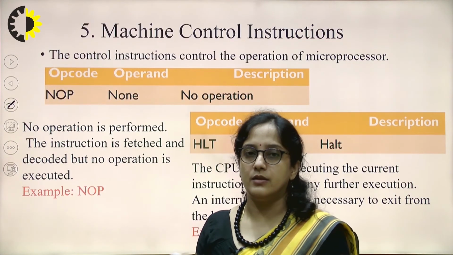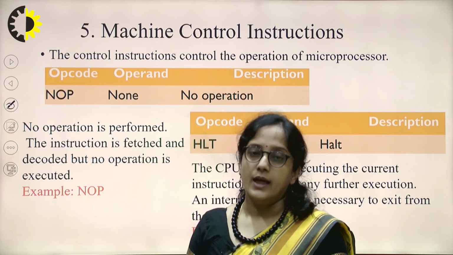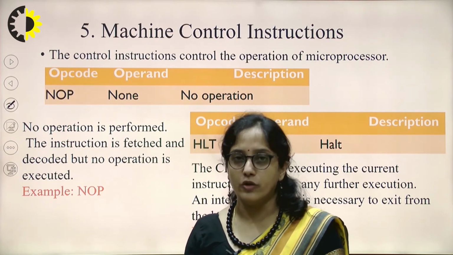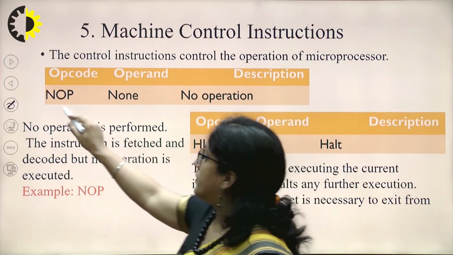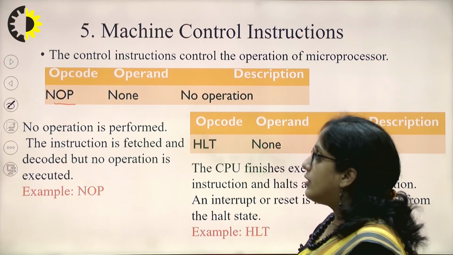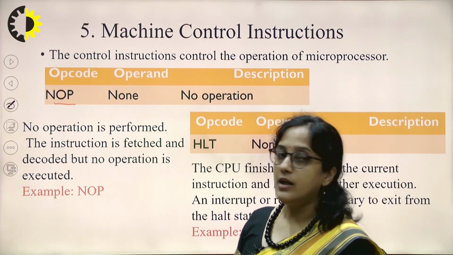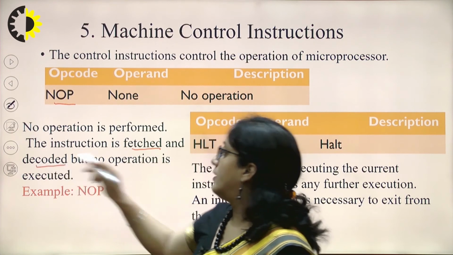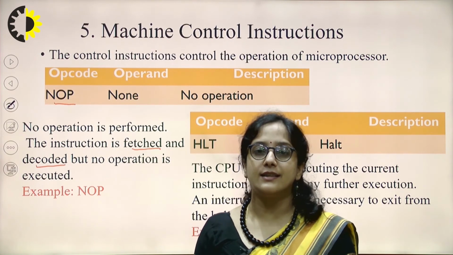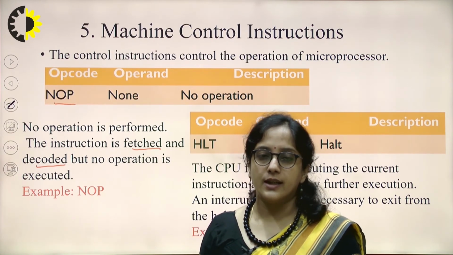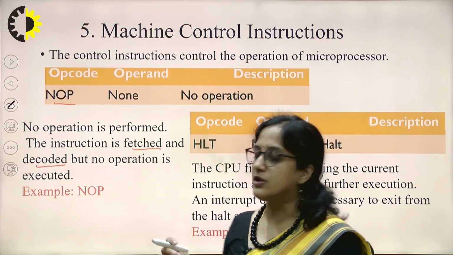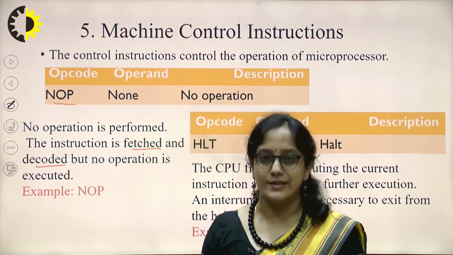Now the last group, that is the machine control group. These are the instructions which are used to control the operation of the microprocessor. One of them is NOP. This instruction is, as the name says, no operation. So no operation is performed, it is only fetched and decoded. No execution will be done. So this instruction is only used to insert a delay. If we want two instructions to be executed with some delay, then we introduce NOP between the execution of those two instructions.